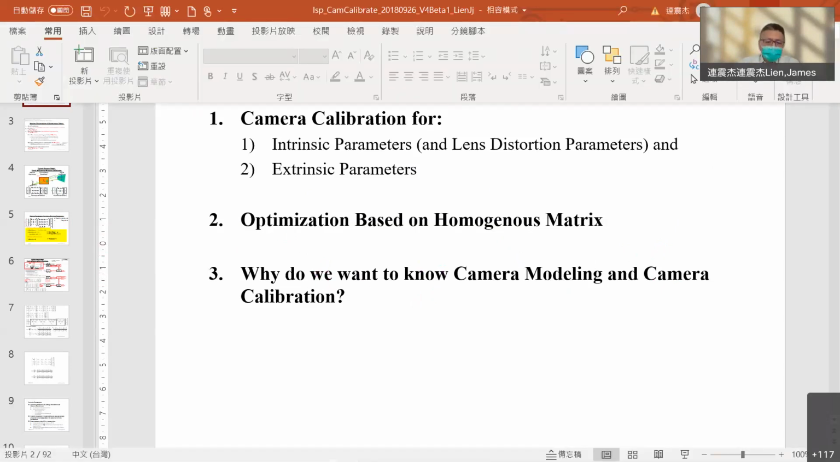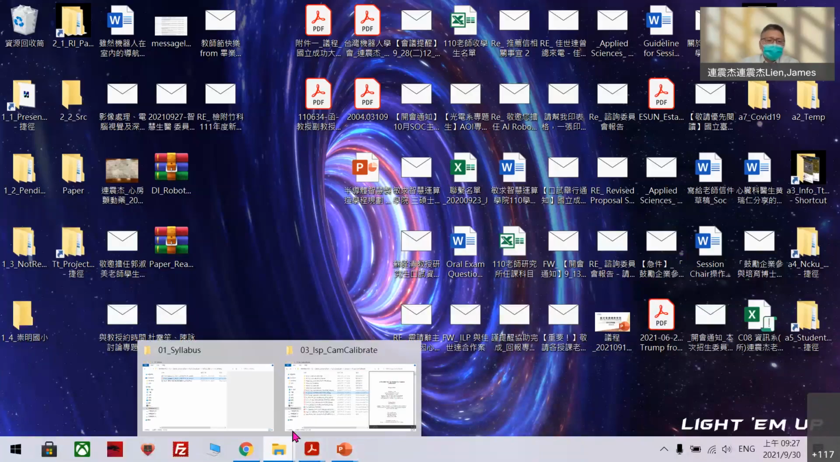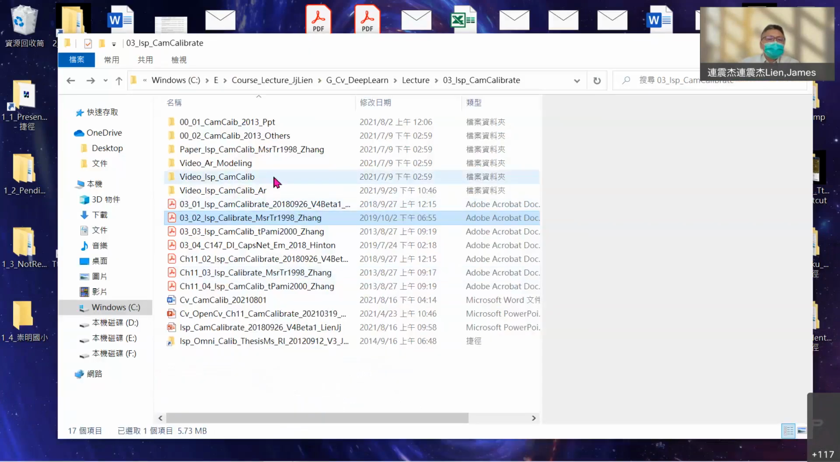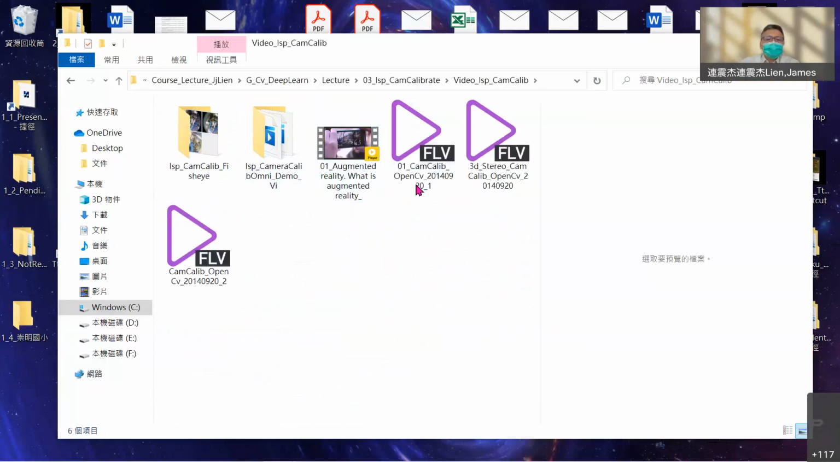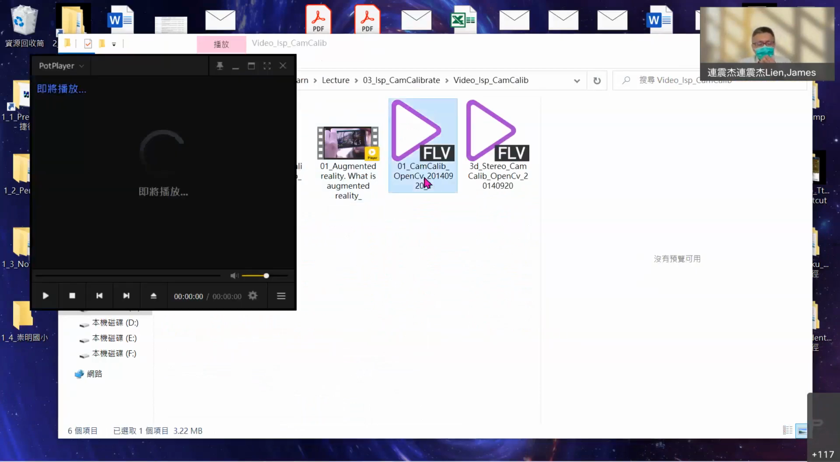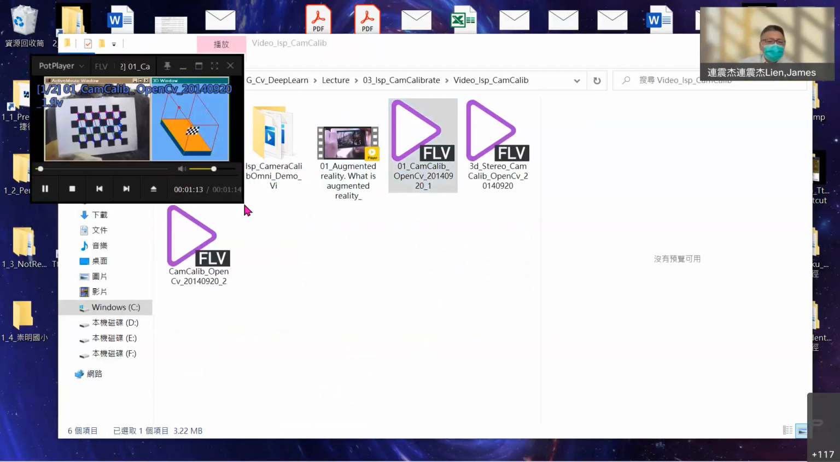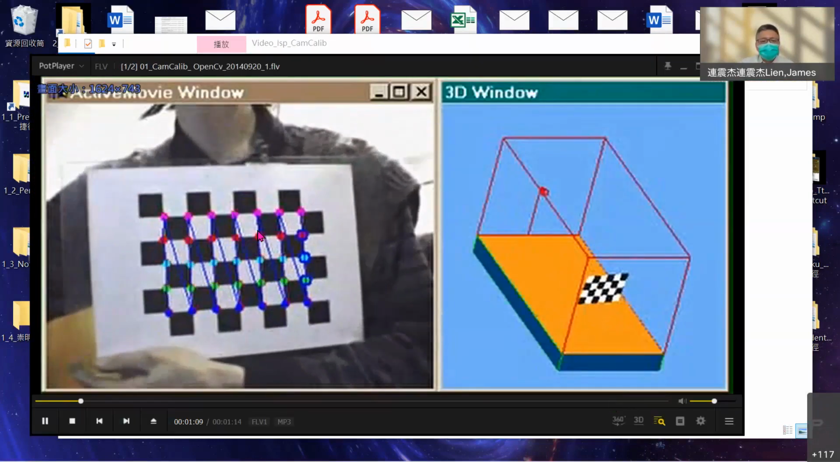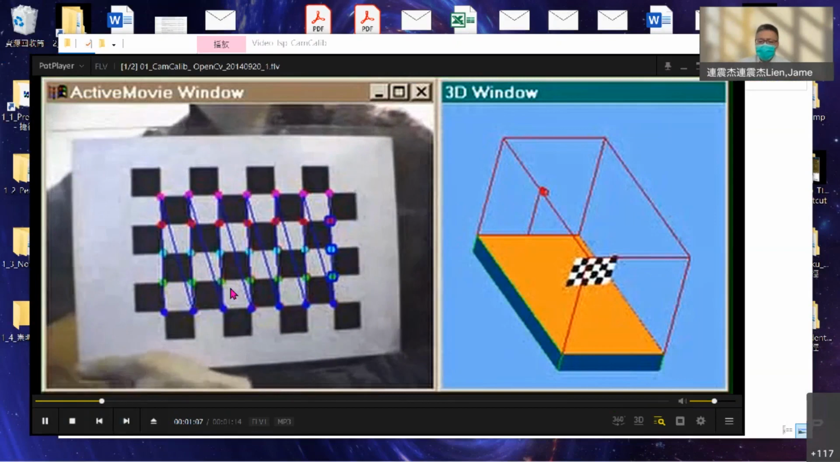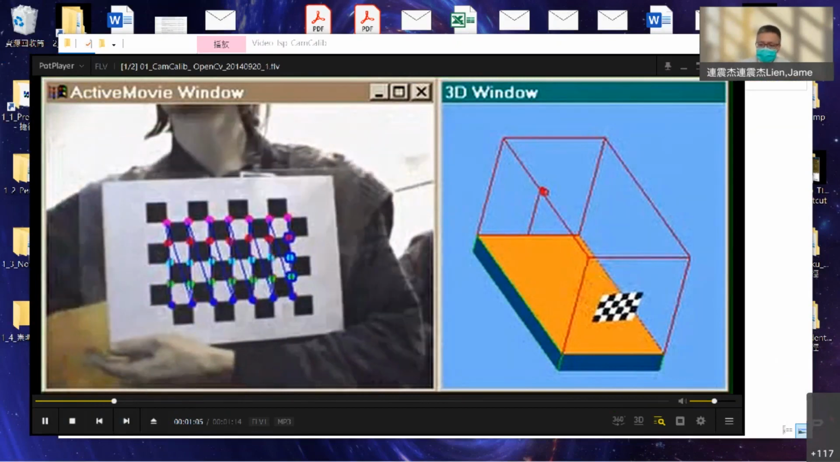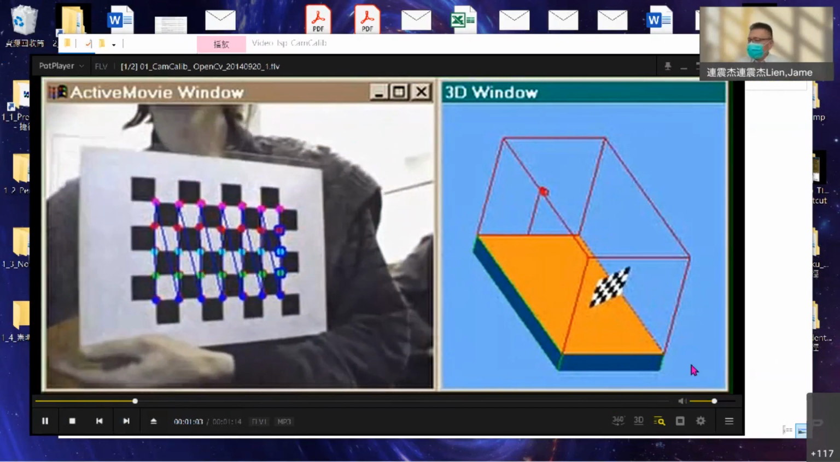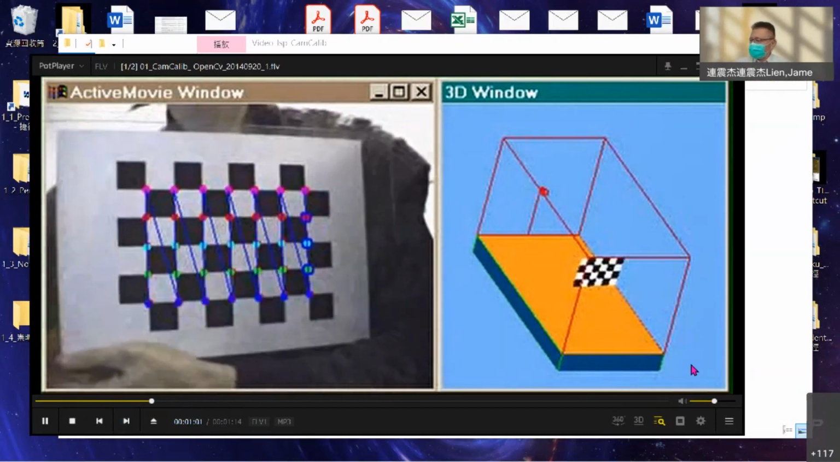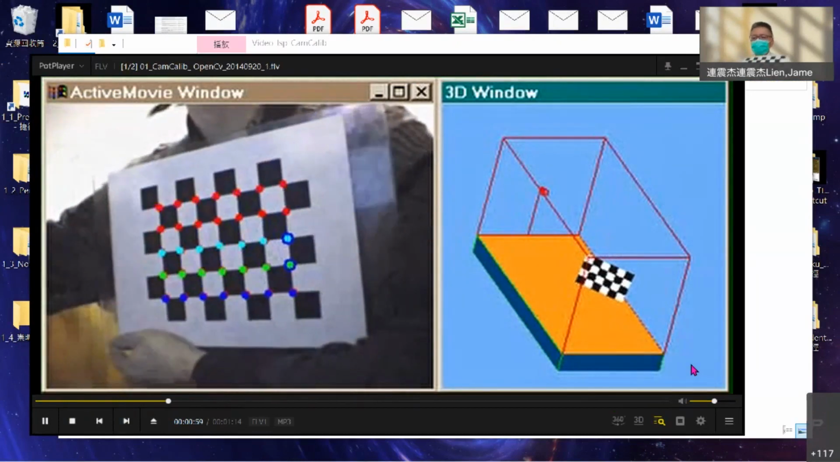So first of all, I tell you what camera calibration is. Last time we already mentioned a little bit about camera calibration. So you have a chessboard, right? So this is a chessboard.